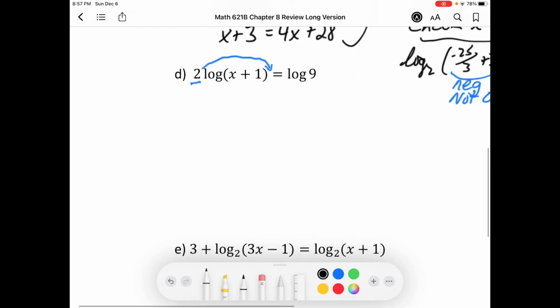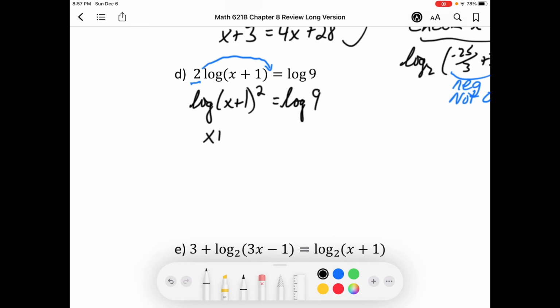I'll zoom in a little bit. So that'll give me log of (x plus 1) all squared equals log 9. Now I can drop the logs because it's log equals log. And I get this. All right, that's a quadratic. Now, if you want, you can square root at this point. That might be really slick.